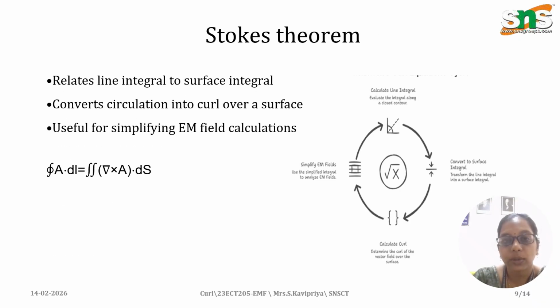And next is the Stokes theorem. Stokes theorem is one which relates the line integral to the surface integral, whereas the divergence theorem relates the surface integral to the volume integral. So it converts the circulation into a curl over a surface. The line integral of a vector over any closed path is equal to the surface integral of the curl of the vector. It is used for simplifying the electromagnetic field equations.